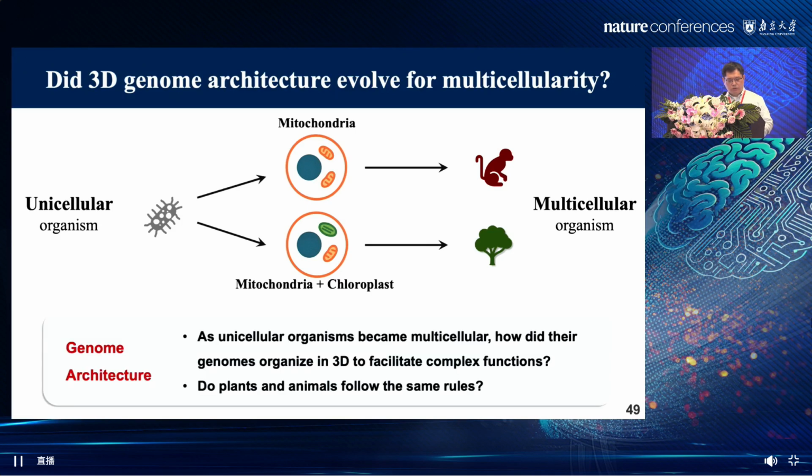And so here's the question: as those unicellular organisms became multicellular, how did their genomes organize in 3D to facilitate complex function? And secondly, since plants and animals evolved independently, did they find exactly the same rule, or did they find something different? So this is the question that we want to ask.